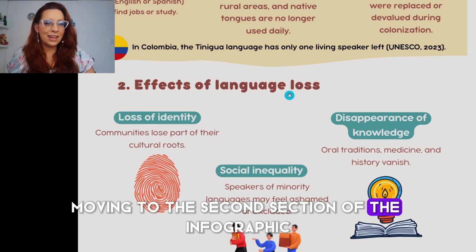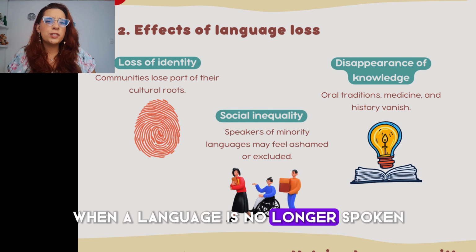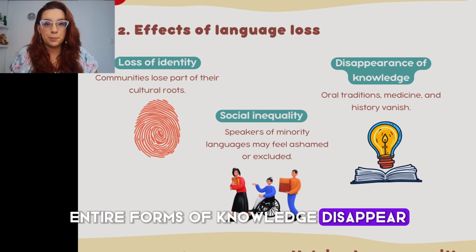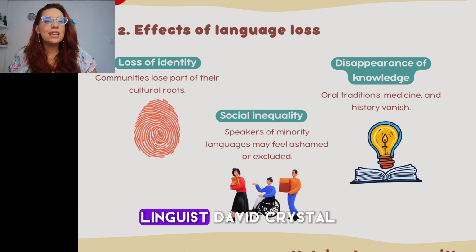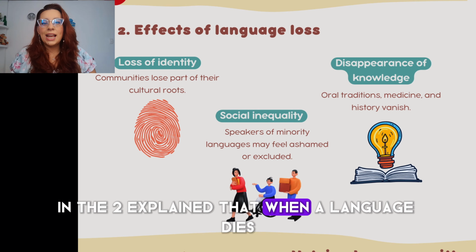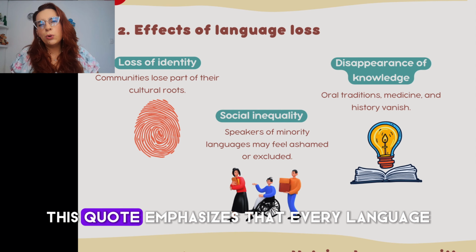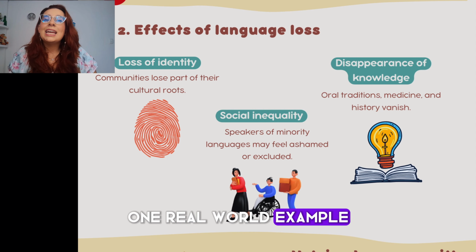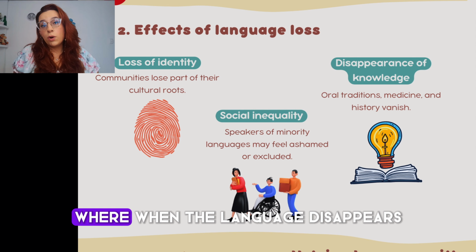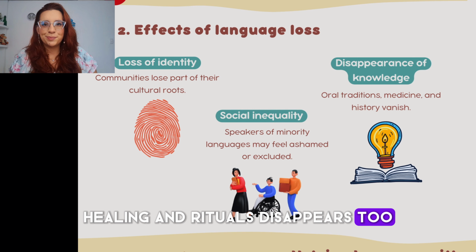Moving to the second section of the infographic, the visuals represent the effects of language loss. When a language is no longer spoken, entire forms of knowledge disappear, such as oral stories, traditional medicine, and community history. Linguist David Crystal in the 2000s explained that when a language dies, we lose a way of understanding the world. This quote emphasizes that every language carries a unique worldview, so losing one is like losing a library of human experience. One real-world example is found in many Amazonian communities, where when the language disappears, knowledge about plants, healing, and rituals disappears too.